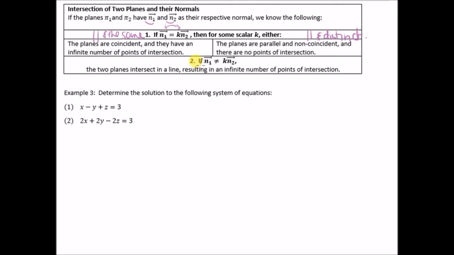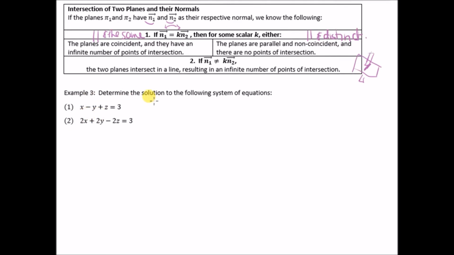Okay, or if n1 is not a multiple of n2, so the normals are non-multiples of one another, then simply the planes intersect in a line. Okay, and we saw that diagram here, when it went like this, and then they intersected in a line. Okay, so let's go ahead and determine the solution to the following system of equations.